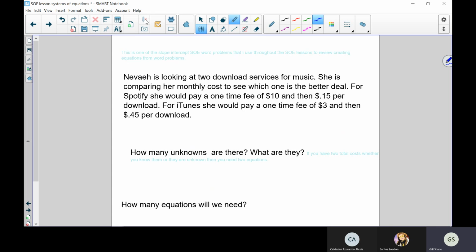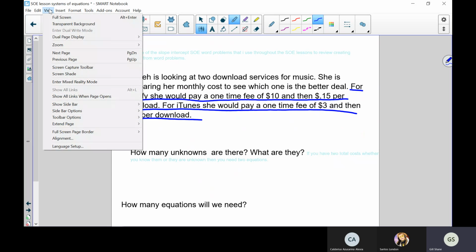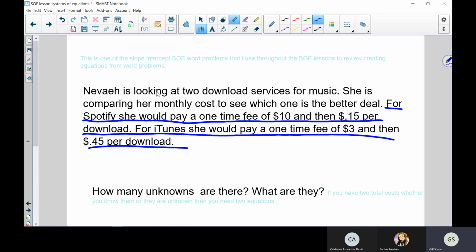All right. So in this problem, Nevaeh is looking at 2 download services. She's looking at Spotify. Copy this, because otherwise you're not going to have the numbers in the word problem to go with your equations when you use your notes. So just the last 2 sentences. You don't need to copy the first 2 sentences. I'll zoom in for a minute for those of you that might have trouble seeing. Says for Spotify, she pays a one-time fee of $10 and then 15 cents per download. For iTunes, she pays $3 and then 45 cents per download.